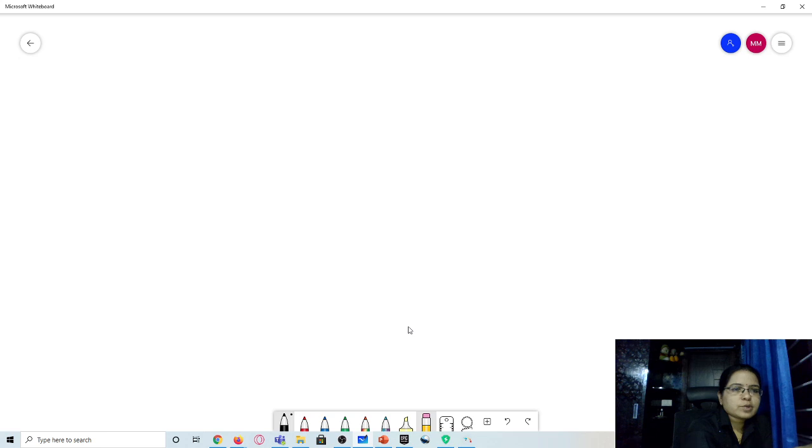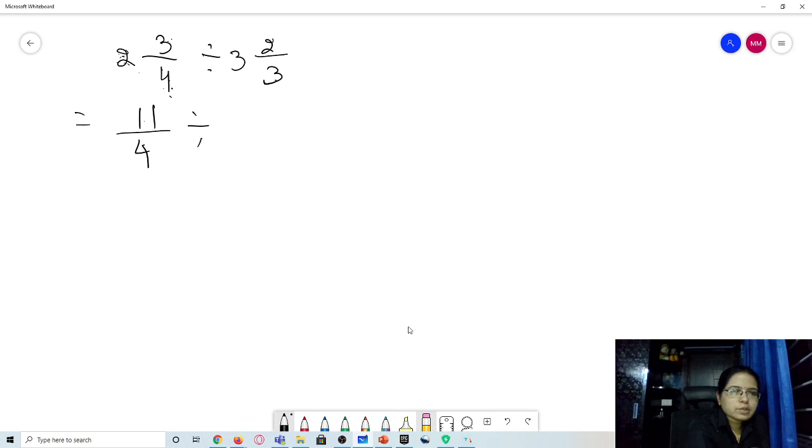Now division of mixed fractions. 2 3 divided by 4, division of 3 2 divided by 3. How to divide these mixed fractions? First we have to convert these mixed fractions into improper fractions. For 2 3 divided by 4, multiply the denominator 4 with the whole 2. 4 multiplied with 2 is 8. 8 plus 3 is 11. 11 divided by 4. For the division, 3 multiplied with 3 is 9. 9 plus 2 is 11. 11 divided by 3.